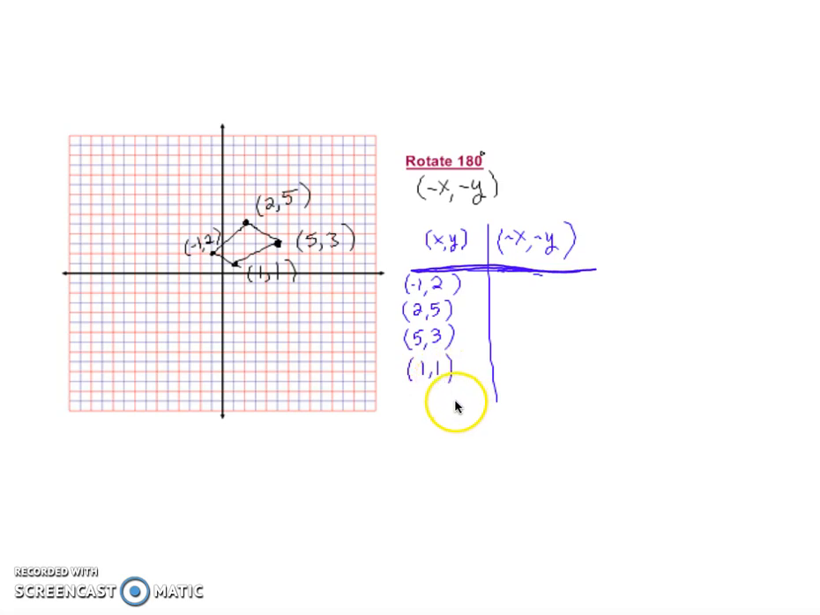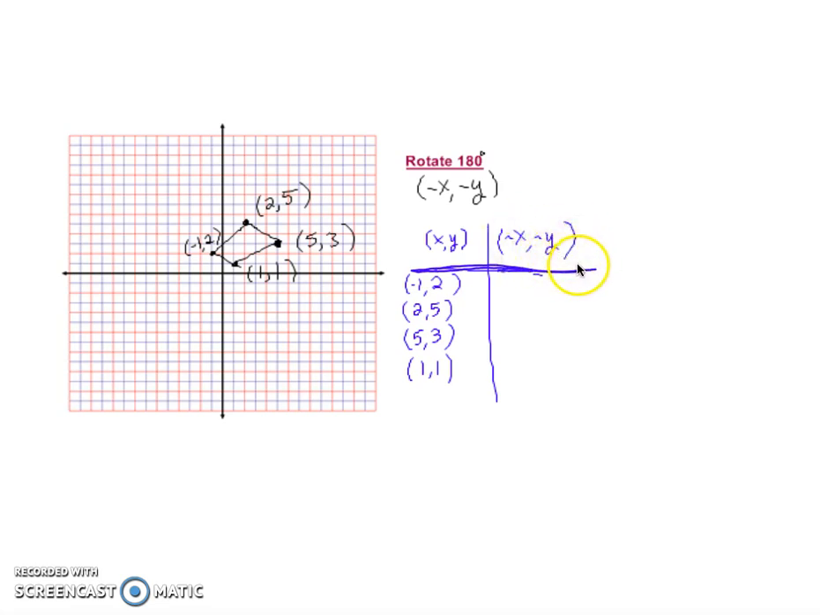And this is just to help you keep organized. So I'm using the (-x, -y) formula for this one because we want to rotate 180 degrees. So instead of working from my picture, kind of how we did yesterday with the reflections and translations, for rotations, I'm going to work with my coordinates and then go to the coordinate plane after. So my original first coordinate is (-1, 2).